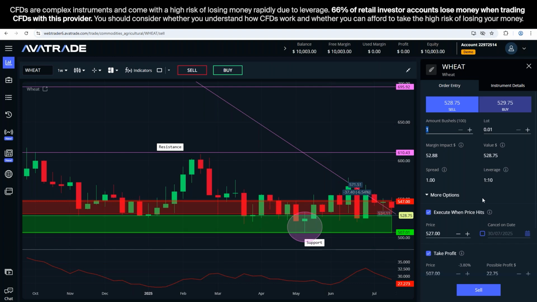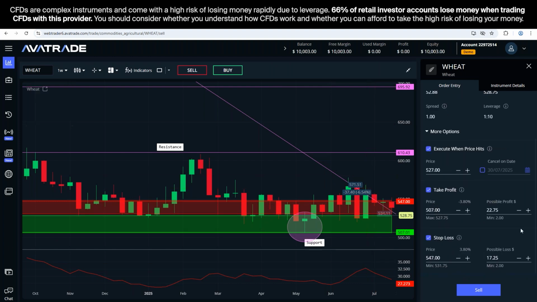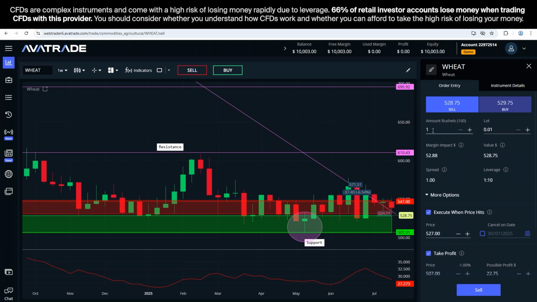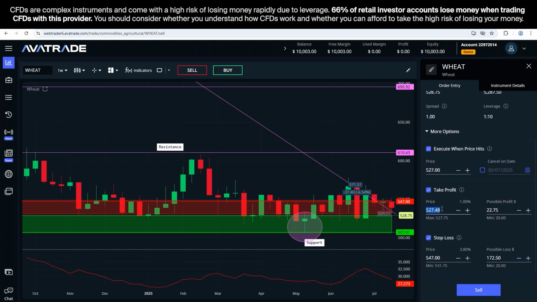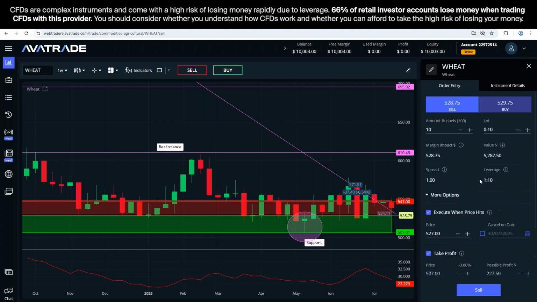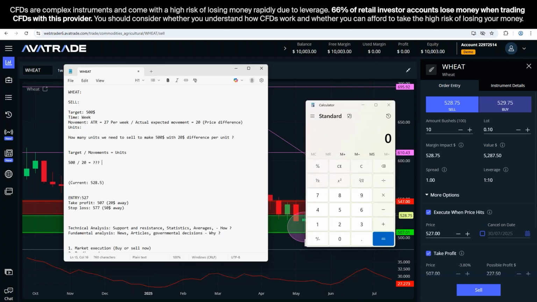Okay, so I'll break it down for you guys. If we have 1 unit and $20 away, we can make $20. If I increase this 1 to, let's say, 10, then it multiplies by 10, right? It multiplies by 10. So if we divide, correct, everyone who wrote 25, let's do it together.